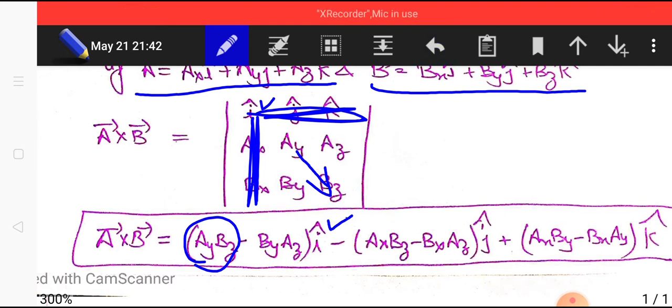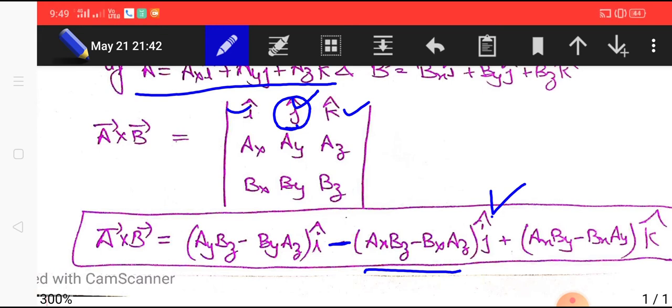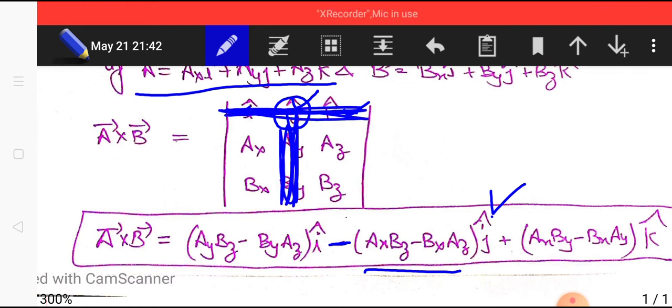Similarly we can go for the second term. We write j, and there is a minus always, so there is a minus with j always, not with i and not with k. The reason you can understand later when you study determinants in mathematics. So for j you can remember it's always minus. Again we can hide this column and this row, and we can write ax bz and then bx az and then j.